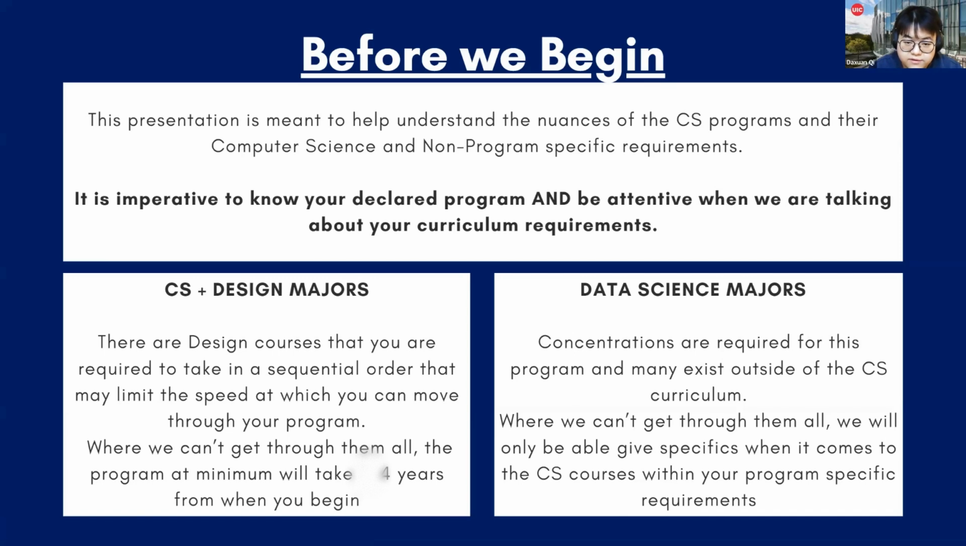The slides will cover multiple versions of the required sections from the degree audit, including the different majors, concentrations, and iterations of the curriculum. For computer science plus design majors, we'll have the design courses that need to be taken in a specific sequence. We won't go over that specific track, but please talk to your assigned advisors for more information. For data science majors, you will have to choose a concentration that will impact your required courses. We won't go over every concentration, but please talk to your assigned advisor for more specific information.